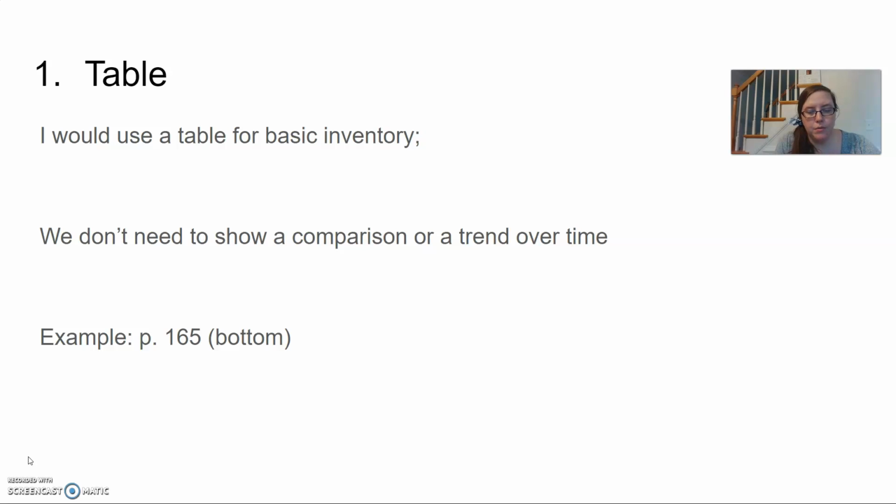A graph usually shows a comparison. He's not really comparing anything here. He's not showing a trend over time. He's not showing parts of a whole either. He's just presenting information in a very easy to read way, and I think that a table is going to work best for that. There's an example on page 165 at the very bottom of that page that I think is kind of what I'm thinking as a table for just showing inventory, something very Excel spreadsheet style.